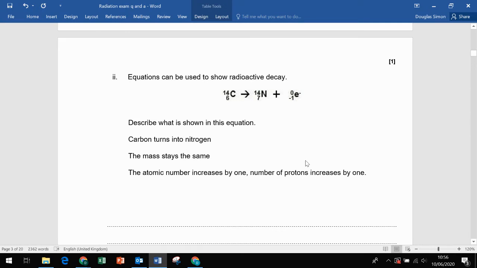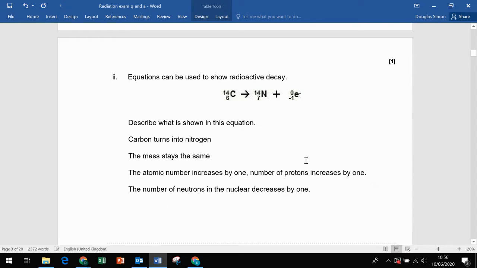If we've got the same mass, but a proton has appeared, what must have happened? Well, the number of neutrons in the nucleus decreases by 1. And finally, an electron is emitted. I know I've written 5 points here, but I think you should write all 5 points down to be sure of getting the marks. I would just maybe add from the nucleus, because that is important.